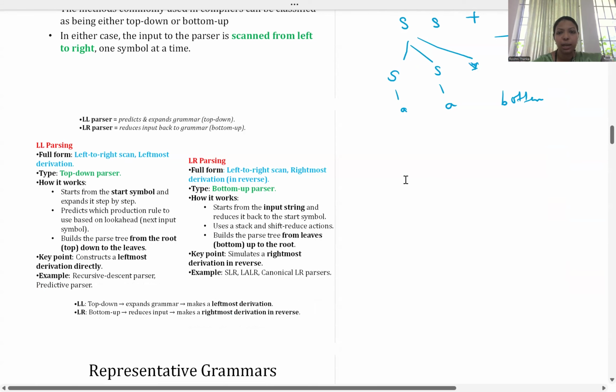So we have seen two types of parsing. One is the top-down approach, another one is bottom-up. The LL parser is a top-down parser. Okay, it's a kind of top-down parser.